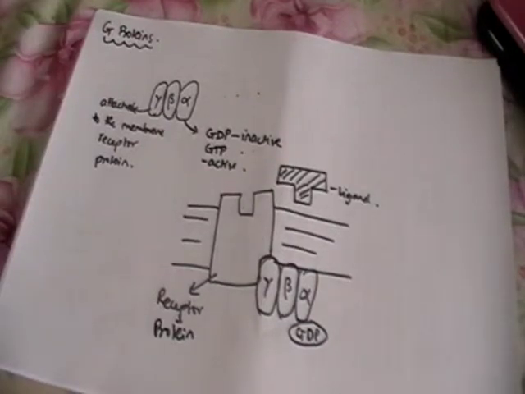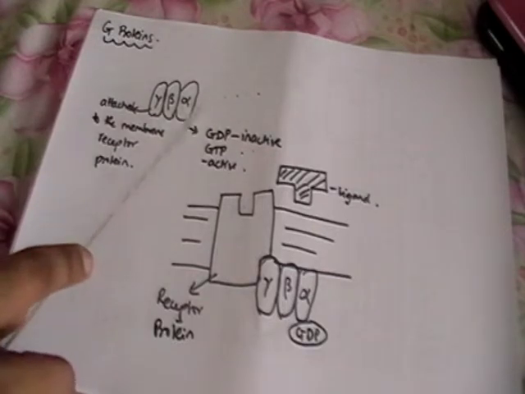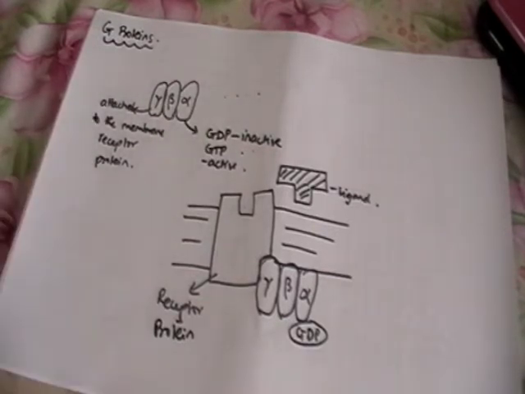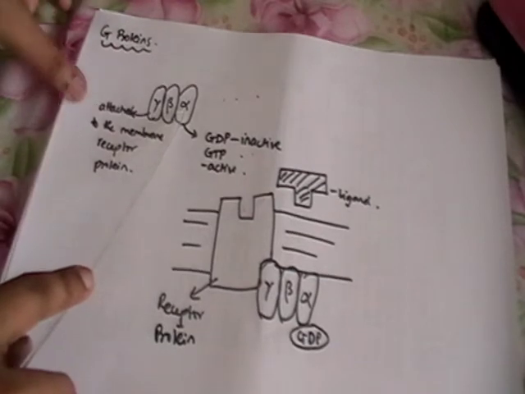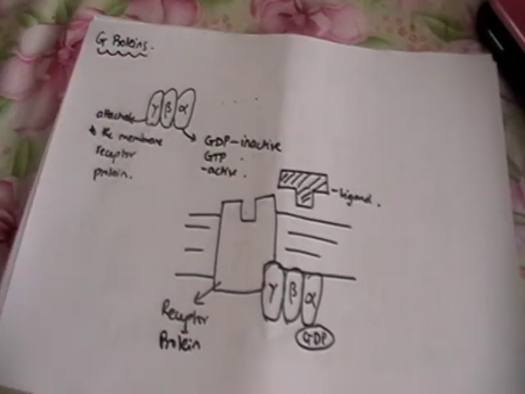So this is just a quick overview of G proteins and how they're activated and inactivated within the cell. It is not in depth or anything, it is just a basic overview of the entire process. So basically G proteins are substances which have three subunits. You have an alpha subunit, as you can see here, a beta subunit, and a gamma subunit.